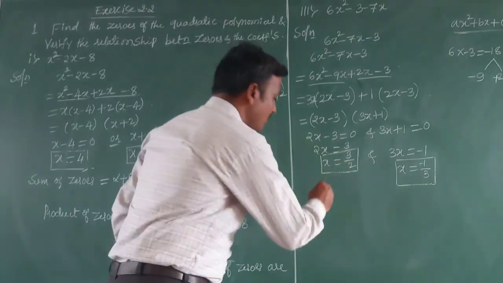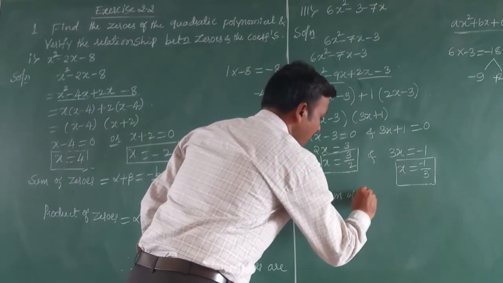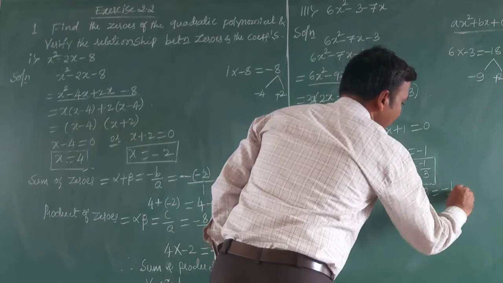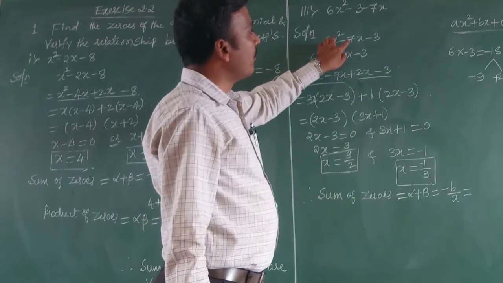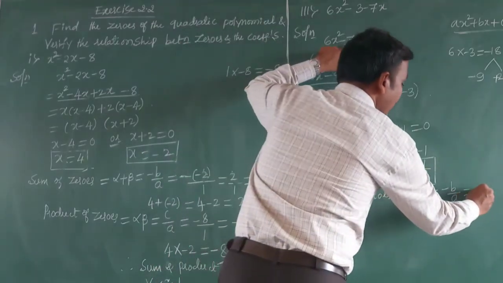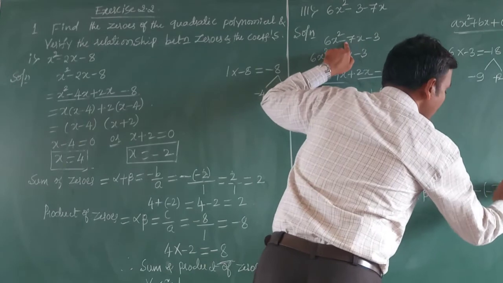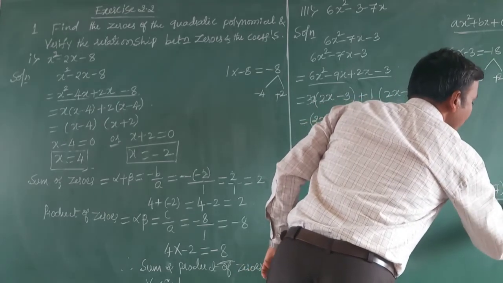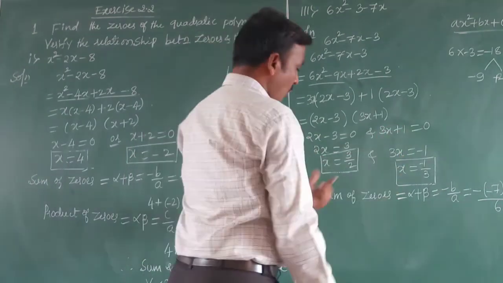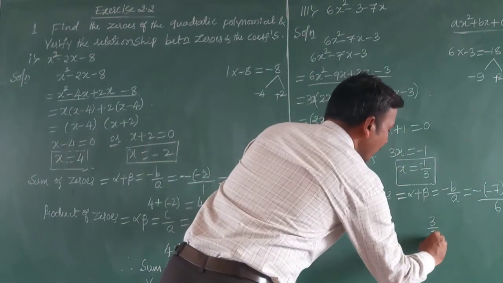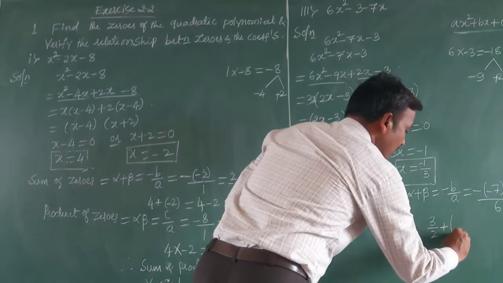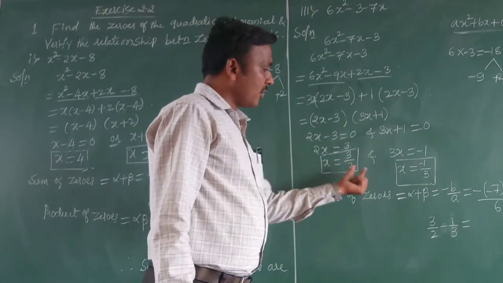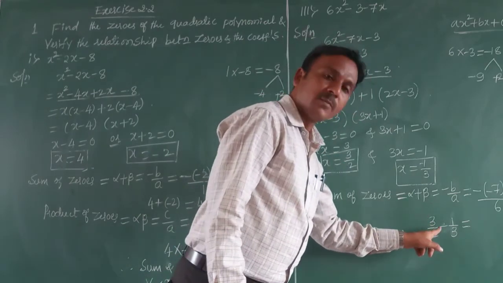Now we have to verify. Sum of zeros. We know the lesson, that is alpha plus beta is equal to minus b divided by a. b is equal to the coefficient of x, which is minus 7. So minus of minus 7 divided by a, the coefficient of x square, is 6. That gives us minus into minus is plus, 7 by 6. So actually what are these two zeros? 3 by 2 and minus 1 by 3. Find the sum of these two. One zero is 3 by 2, the other zero is minus 1 by 3.